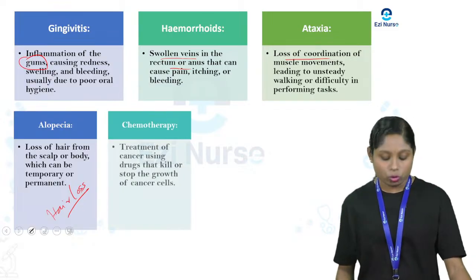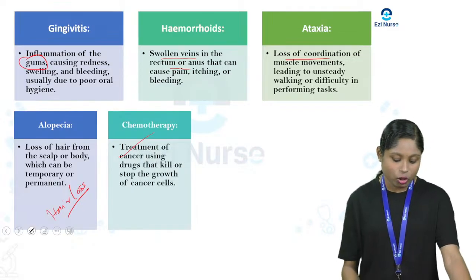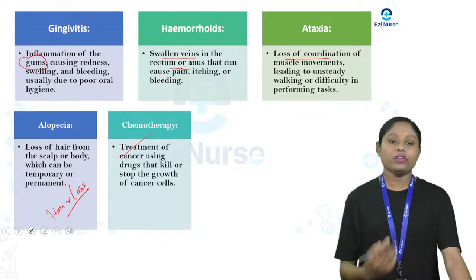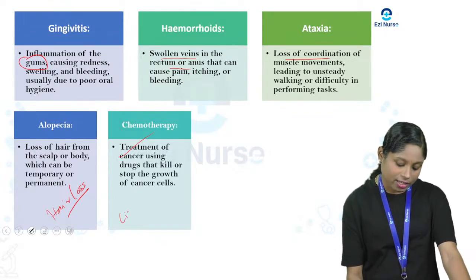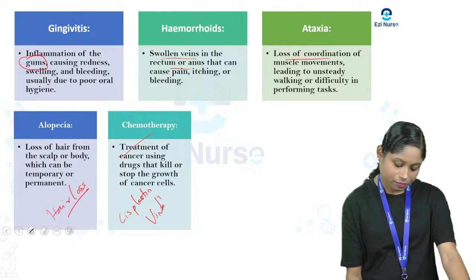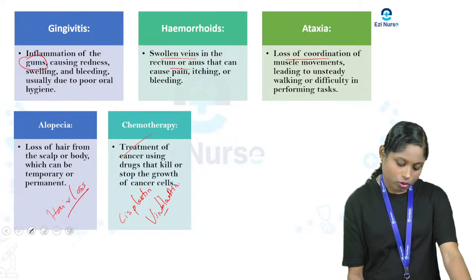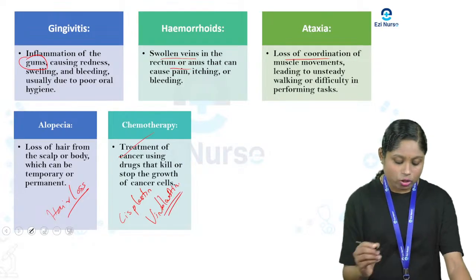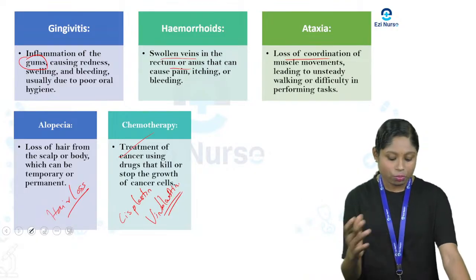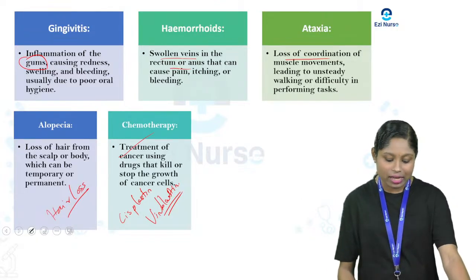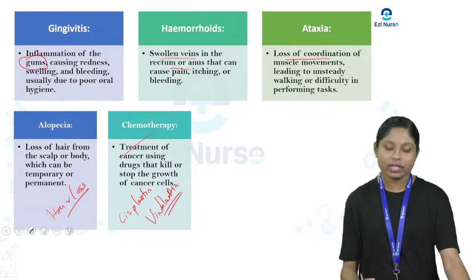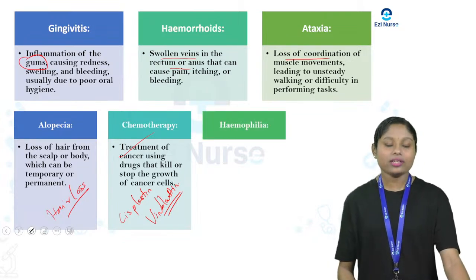So next is chemotherapy. The treatment of cancer using drugs that kill or stop the growth of cancer cells. Some examples we use here are cisplatin and vinblastine. So these are examples of chemotherapy. It's a treatment using drugs. That is what is called chemotherapy. Treatment of cancer using drugs to kill or to stop the growth of cancer cells. So that is chemotherapy.